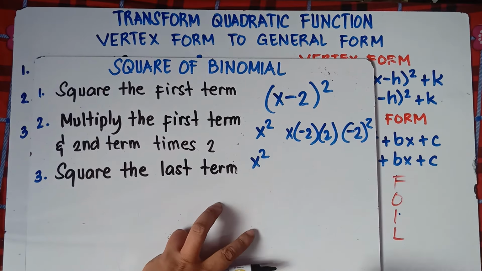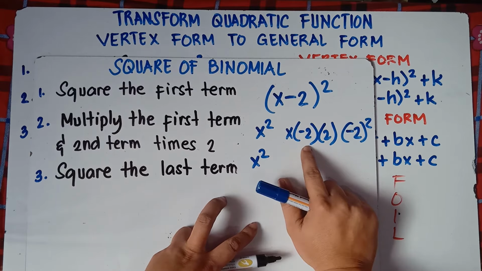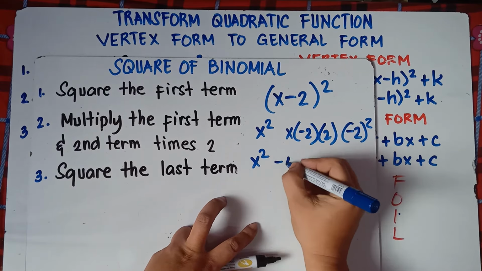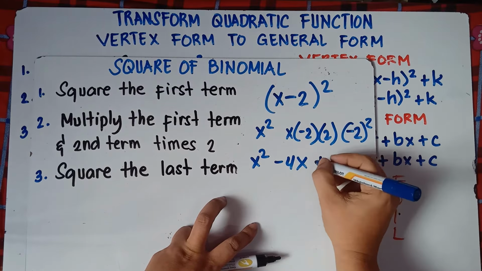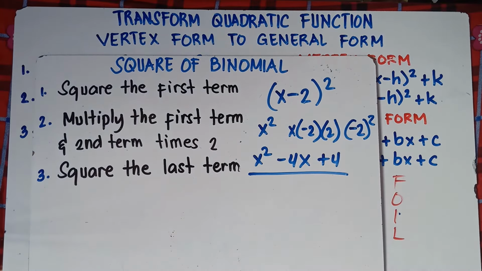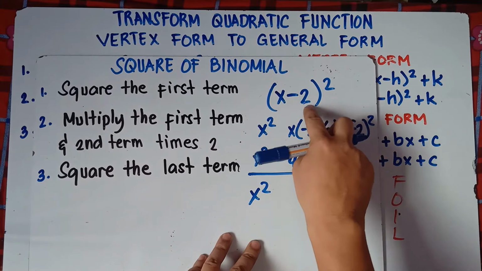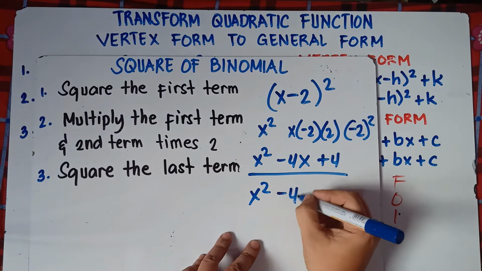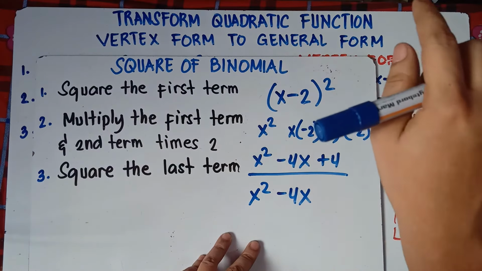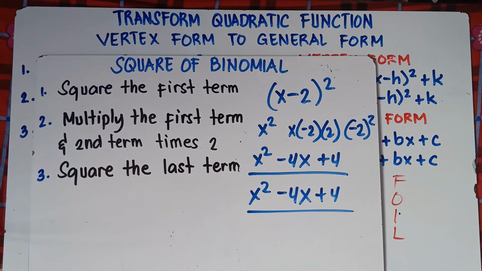So this will be square the first term. That is x squared. You multiply the first term and second term. X times negative 2. That's negative 2x times 2. That's negative 4x. Then you square the last term. Negative 2 times negative 2. That's positive 4. And that's it, class, for the square of binomial. You square the first term, you multiply the first and second term, then you square the last term. You can answer this one, class, in 3 to 5 seconds if you master the square of binomial.